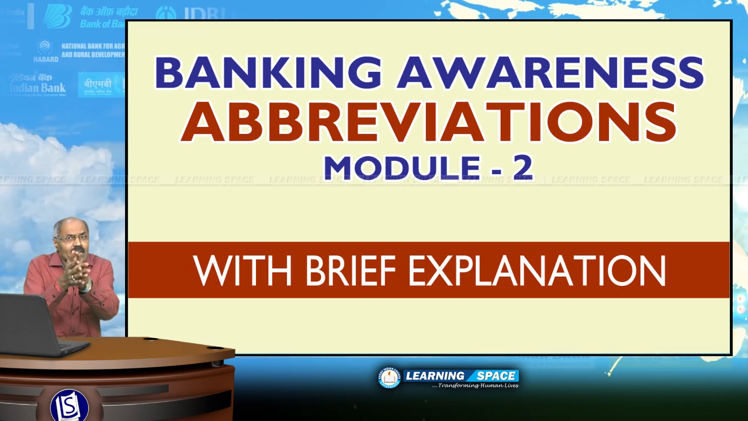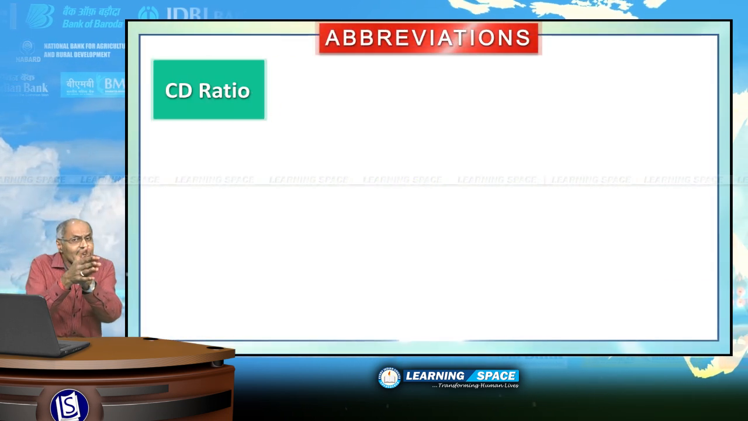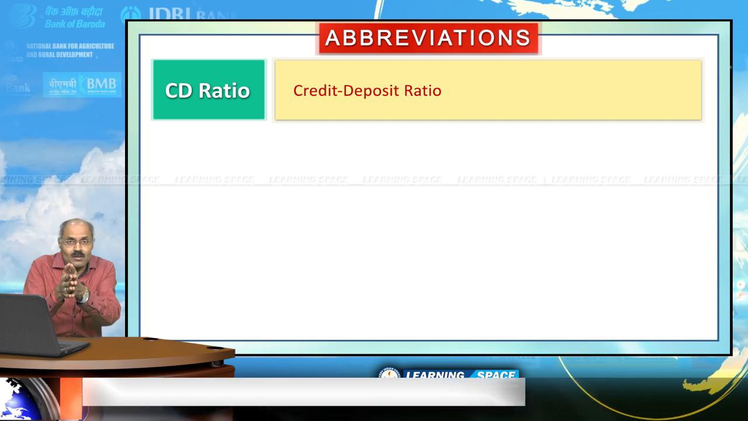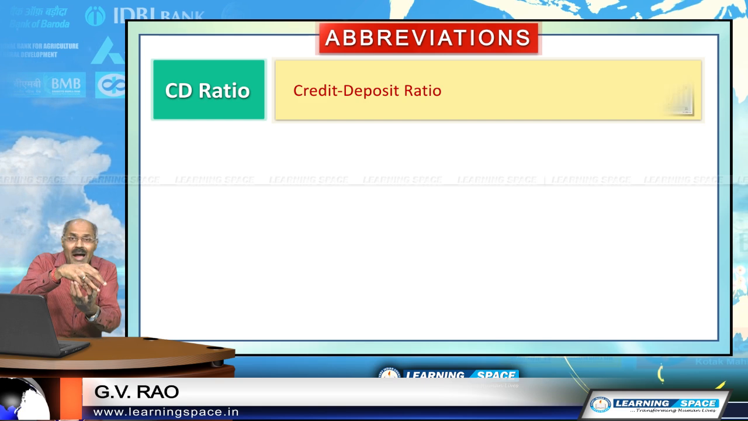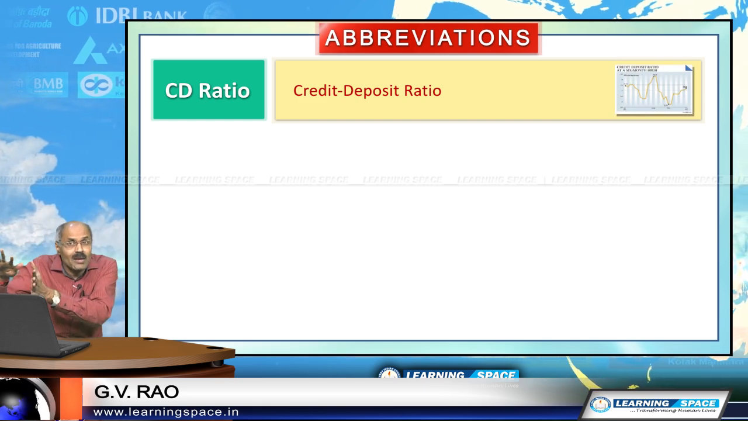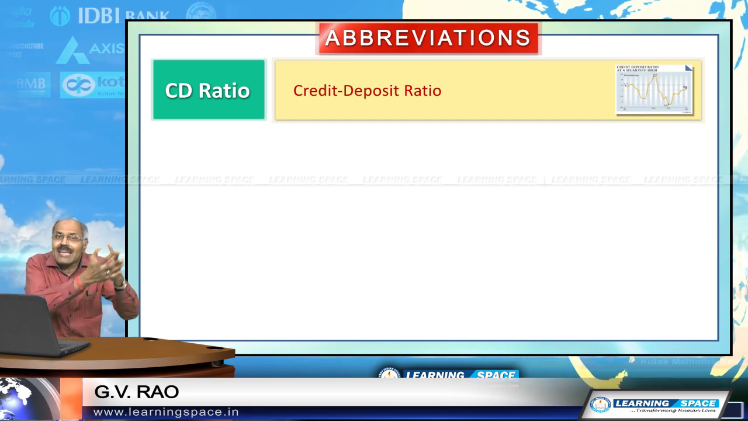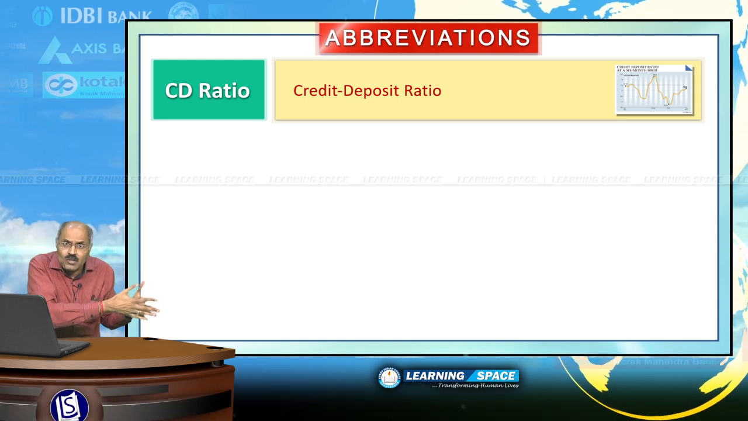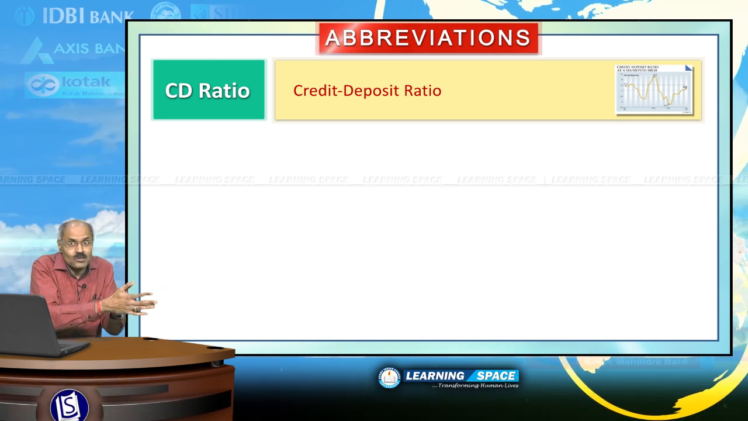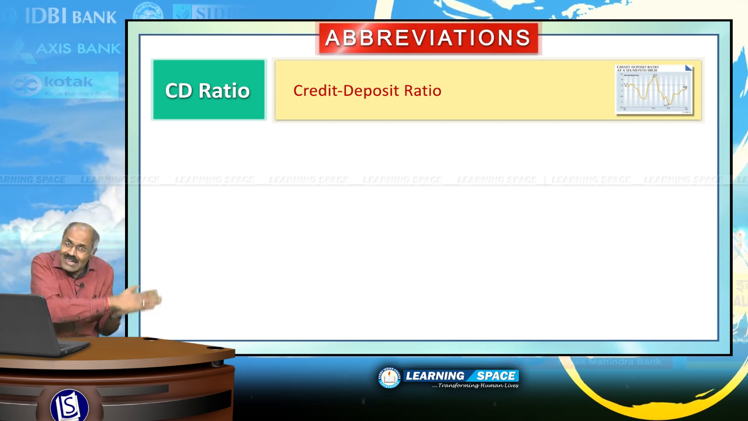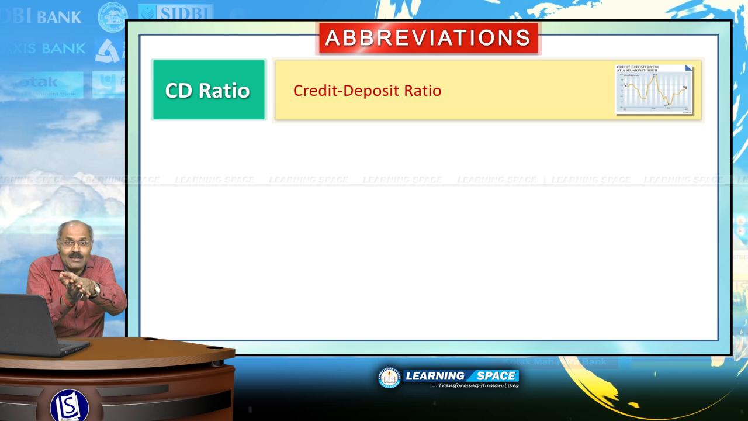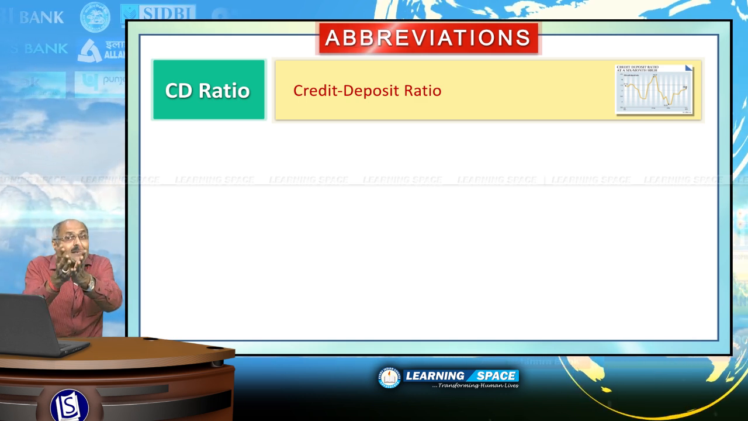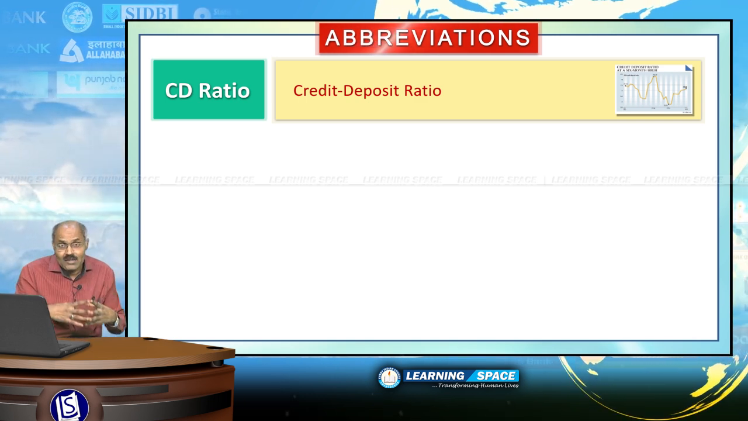So, this is the CD ratio. CD ratio is credit deposit ratio. That means if people deposit 100 crores of rupees, banks cannot lend the total money. They have to keep certain money aside for cash reserve ratio and statutory liquidity ratio, and the balance money they can give as credit. So, the ratio is credit deposit ratio or CD ratio.